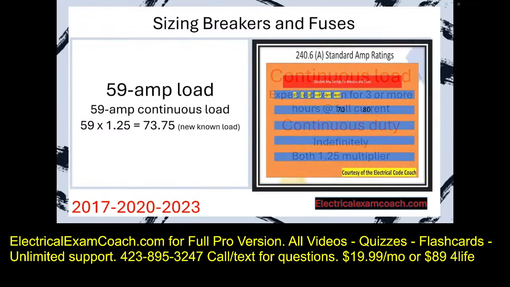How we would do that is head to table 240.6(A). We're going to look at the next standard size. So we're above 70 and it jumps to 80. And we would put this on an 80 amp overcurrent protective device.